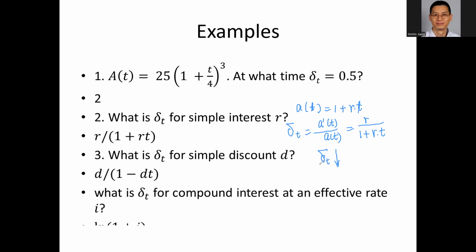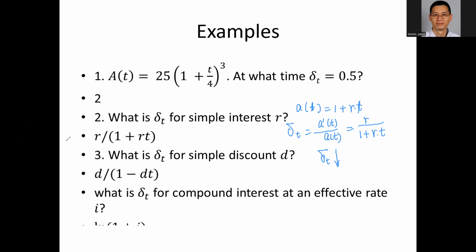That means the force of interest is smaller in the longer term, and you understand the bank doesn't like that. So normally simple interest is only used for a short period of time. The compounding interest scheme is fair because the force of interest is a constant, so it's fair to both the borrower and the lender.